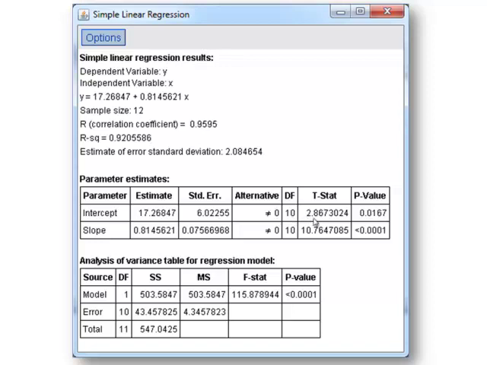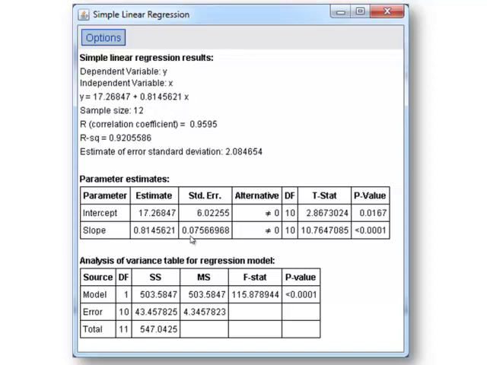We have a test statistic of 2.8673024 and a p-value of 0.0167. So if we're using a 95% test, this would tell us that the intercept is significantly different from 0, which again may not be very important information. Now we look at the slope. We have an estimate of 0.81, which agrees with what we have in our model statement right here.